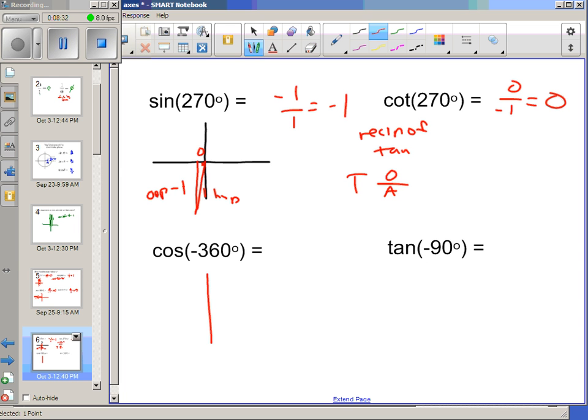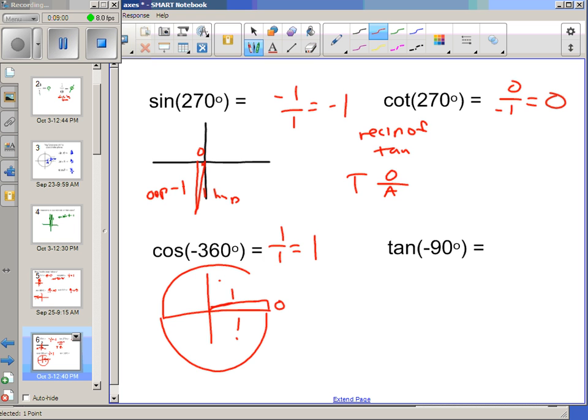Negative angles work the exact same way. So imagine cosine of -360, I'd come all the way around. And this little triangle is going to eventually disappear, but still, now my opposite is 0. My adjacent would be 1. My hypotenuse would be 1. And so cosine being adjacent over hypotenuse, cosine of -360 is 1.